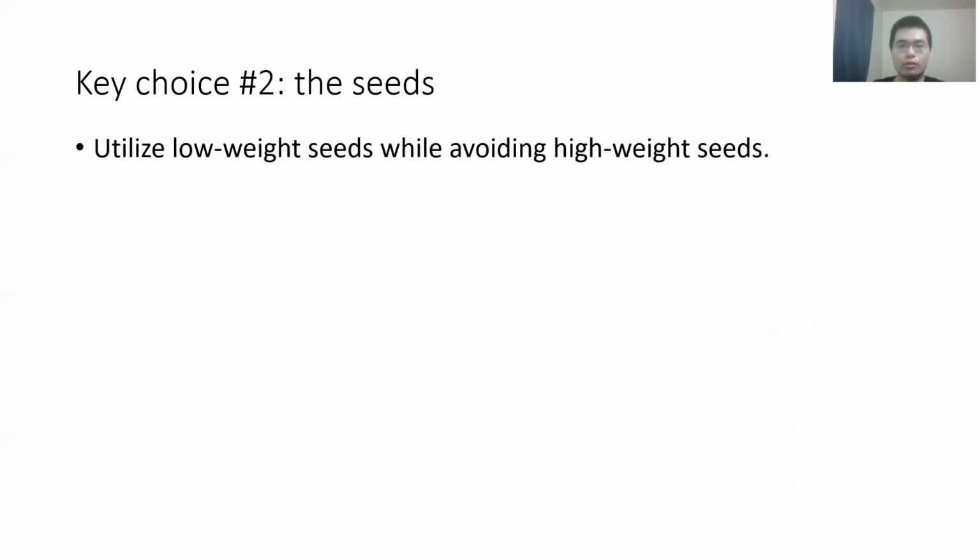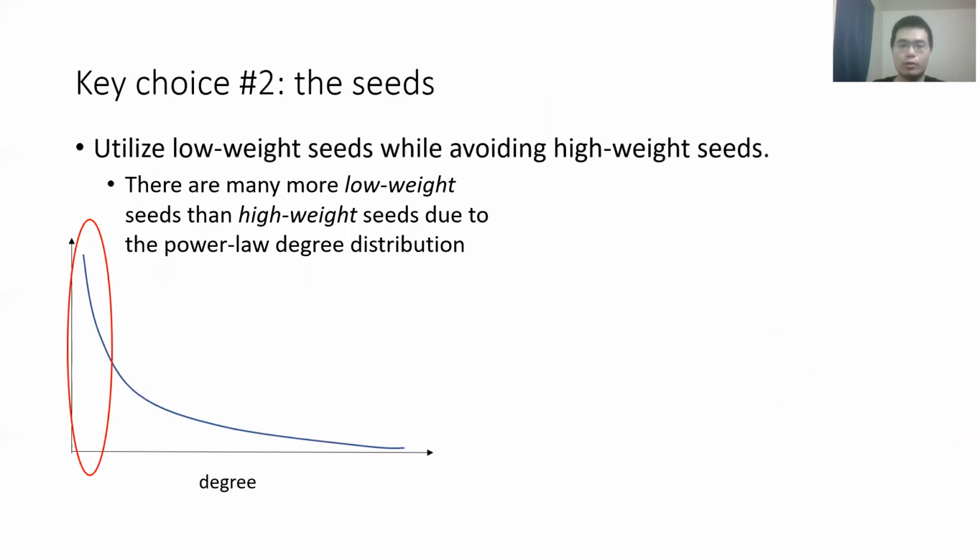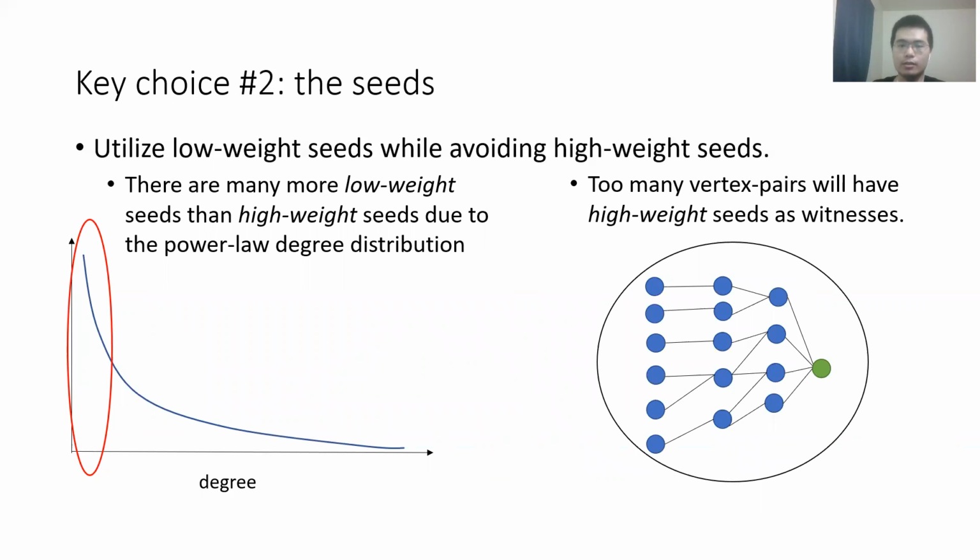Second, it's important to utilize low-weight seeds while avoiding high-weight seeds. Due to the power law degree distribution, when seeds are uniformly chosen, there are many more low-weight seeds than high-weight seeds. Thus, the D-hop neighborhoods need to be large enough to reach sufficiently many low-weight seeds. Further, a high-weight seed will fall into the D-hop neighborhood of many vertices, and thus can become the witness for many fake pairs. Therefore, in order to avoid having too many witnesses for fake pairs, we only choose seeds with constant weight.